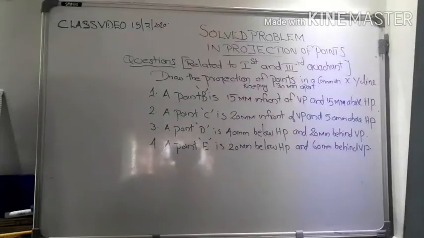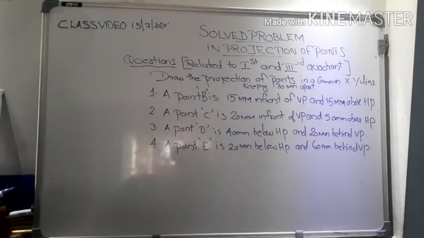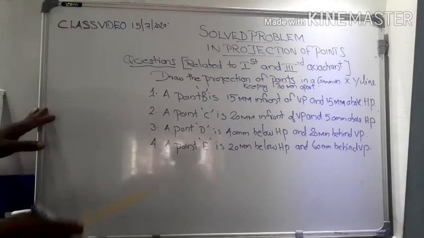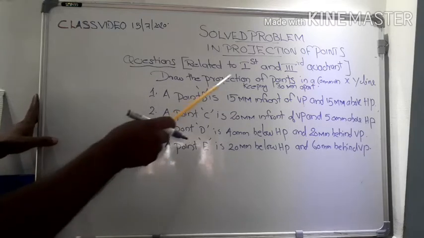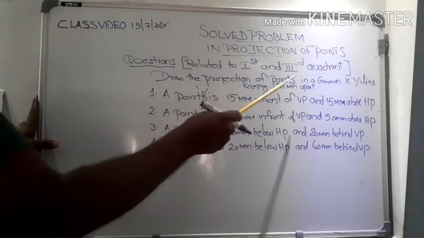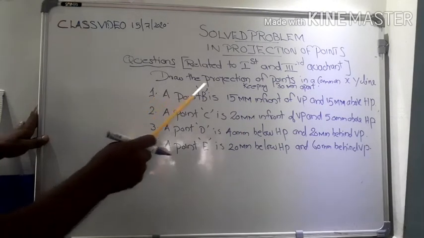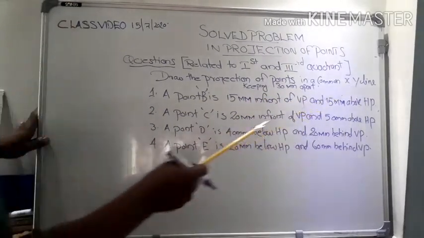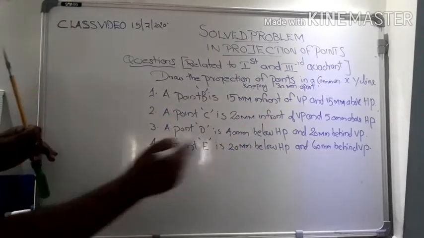Students, in this class we have to discuss solved problems in projection of points. Here on this board, there are 4 questions related to projection of points, especially in the case of the first and third quadrant. In our question, draw the projection of points on a common xy line, keeping 30 mm apart for each question.